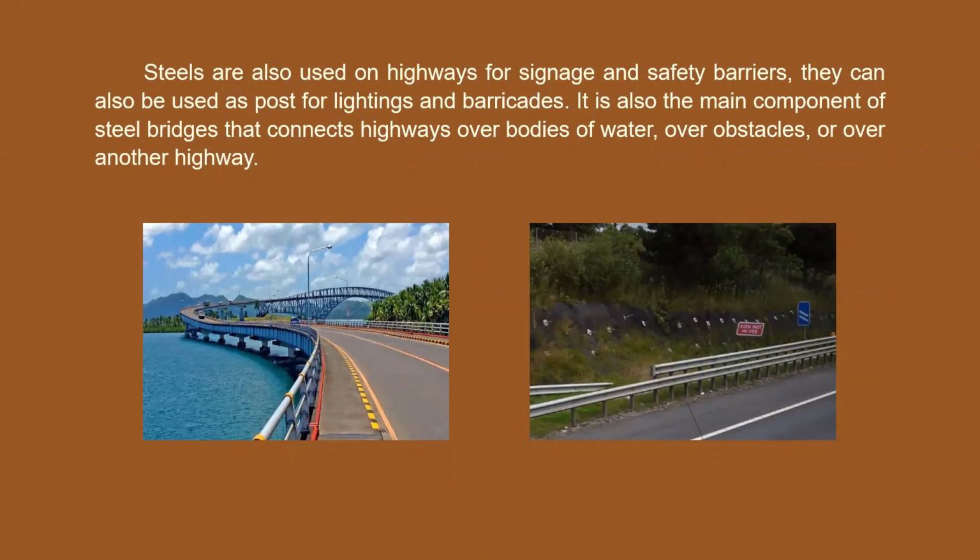So kung ano yung nakikita nyo sa mga daan na may mga steels, yun yung nagiging act niya. Ginagamit siya for signage, di ba? For safety barriers such as yung mga fences sa gilid ng daan. Specifically, makikita natin yan kapag ang dadaanan natin ay bridge or may tibag, or kung halimbawa, madalas siyang pangyarihan na accident. It can also be used as posts for lightnings and barricades.